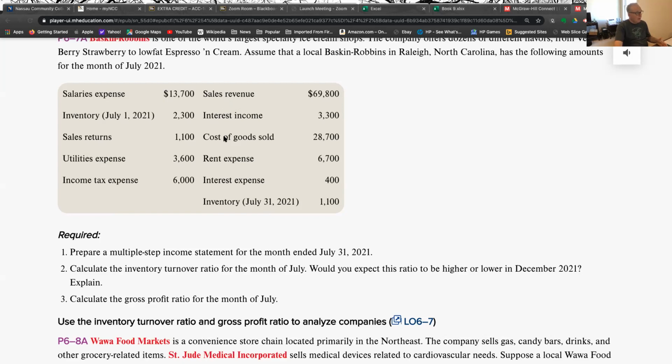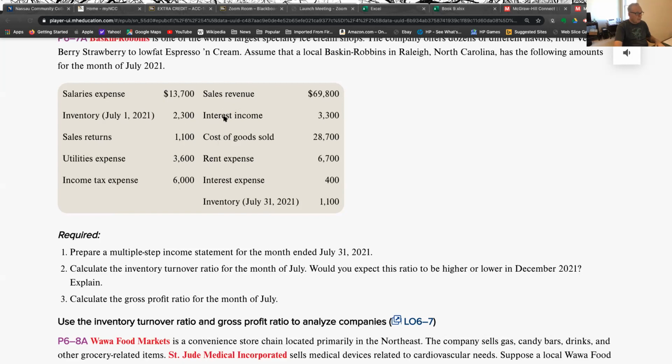Then I want to look for my operating expenses. Operating expenses are things like salaries. Oh, I had sales returns in there, right? I didn't see that before. So I have to subtract the sales returns from the sales revenue. Utilities expense is an operating expense. Remember, income tax expense goes all the way down on the bottom.